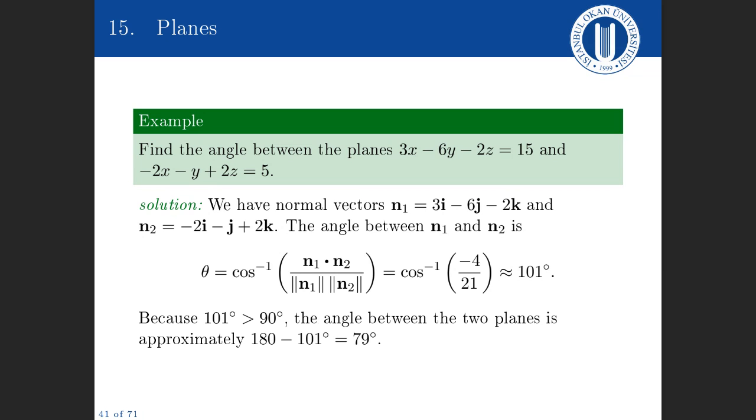But we want an angle that's between 0 and 90 degrees, and 101 degrees is bigger than 90 degrees. So what we're going to do is 180 degrees minus this angle. The angle between these two planes is approximately 79 degrees.